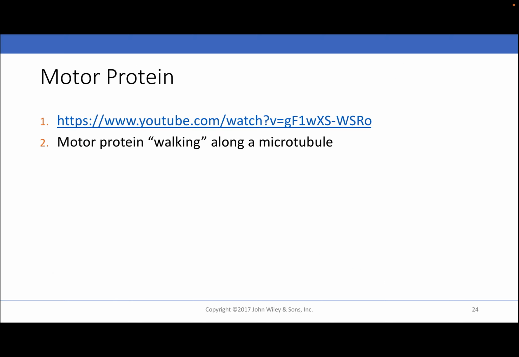Yeah. So I won't show you now, but you're welcome to click on this link later if you want. This is just a little motor protein, and you can see it walking along those microtubules doing that contraction cycle. It's fun to look at. It's got funny music, just in case you're interested.